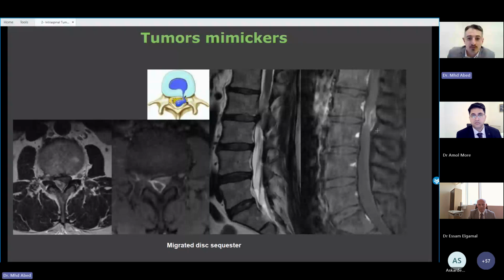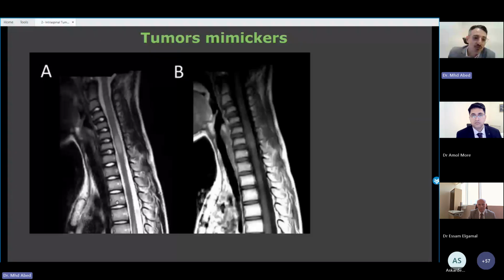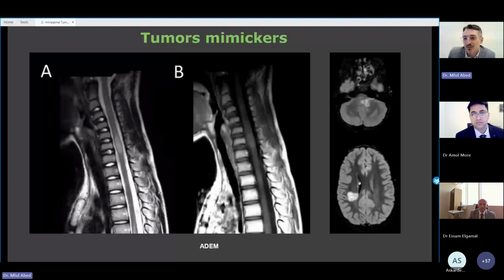This patient, as you see, is a child who has this lesion in the spinal cord itself of the cervical spine. I would think about astrocytoma, to be honest. But if you look in the brain of the patient, there are also other lesions in the supratentorial region, also in the left cerebral peduncle, and this lesion was ADEM. It's not astrocytoma, it's ADEM.